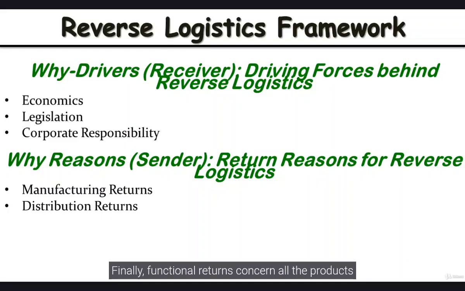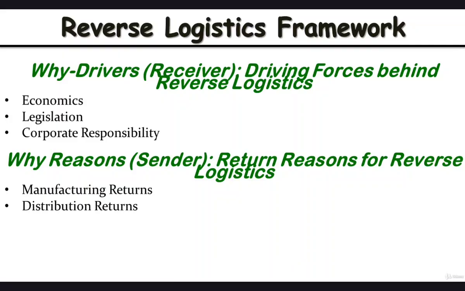Finally, functional returns concern all the products whose inherent function makes them go back and forth in the chain. An obvious example is distribution carriers such as pallets. Their function is to carry other products, and they can serve this purpose several times. Other examples are crates, containers, and packaging. Summarizing, distribution returns comprehend product recalls, business-to-business commercial returns, stock adjustments, and functional returns.